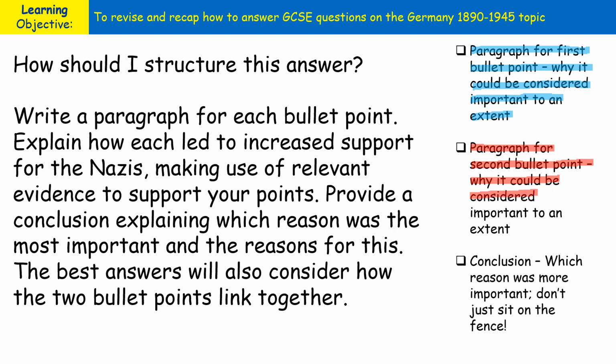And you need to again explain with evidence why you think that factor was important to a certain extent. Once you've written about both factors, you should be looking to write quite sizable paragraphs for each one, with lots of detail, lots of evidence, and lots of justification behind why you think each was important to an extent.